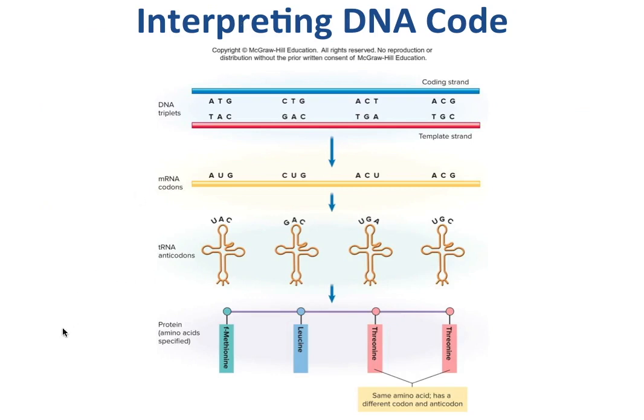So this diagram explains the interpretation. Okay, so these are triplets. The triplets in the DNA. Those information can be transcribed to the messenger RNA. Okay, messenger RNA.